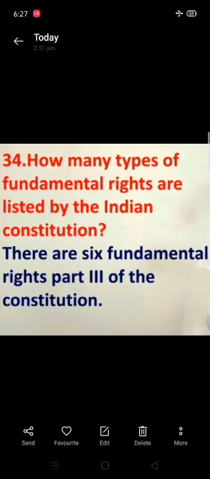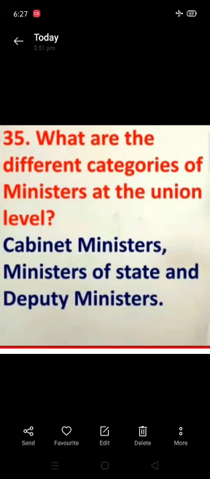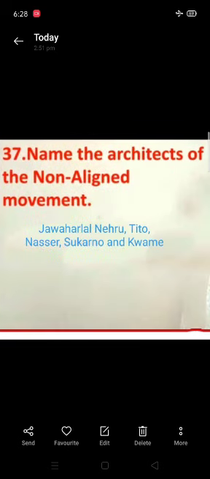How many types of fundamental rights are listed by the Indian Constitution? There are 6 fundamental rights, in Part 3 of the Constitution. What are the different categories of ministers at the Union level? Cabinet ministers, ministers of state, and deputy ministers.